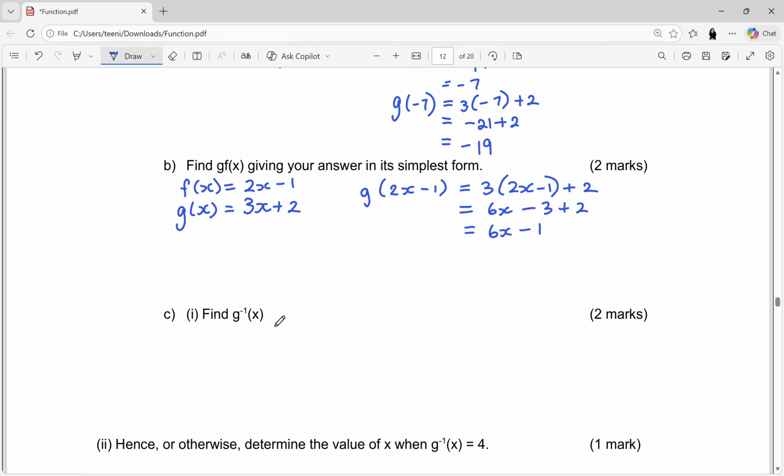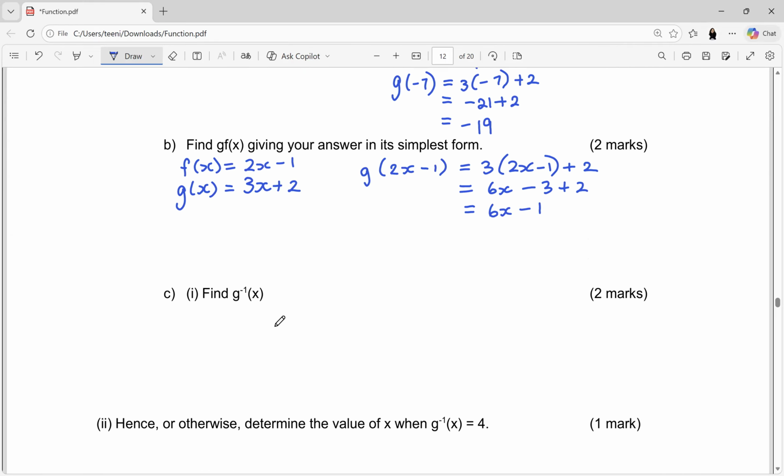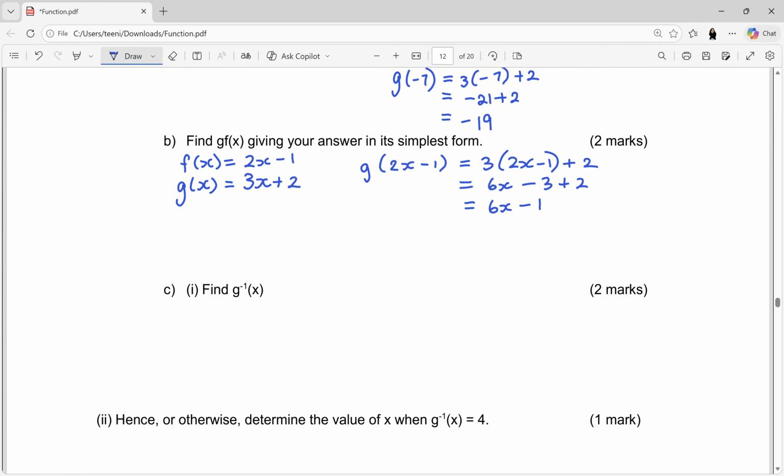Then we need to find g inverse of x. So g inverse of x, let y equal g of x. So y is equal to 3x plus 2. Interchange x and y. So x is equal to 3y plus 2, and make y the subject. So x minus 2 divided by 3 is equal to y. Therefore, g inverse of x is equal to x minus 2 divided by 3.